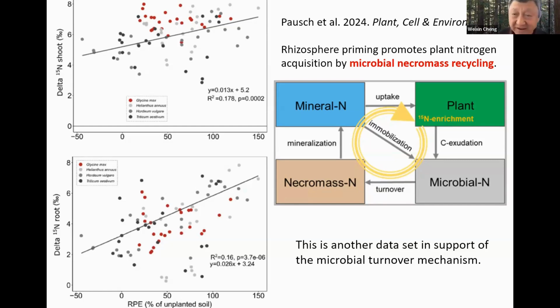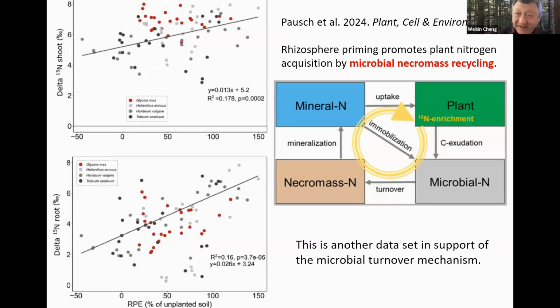And so this is another support to our hypothesis. Rhizosphere priming is linked to microbial turnover rate. The higher the priming effect, the higher the microbial turnover rate. Therefore, the higher the N15 abundance in plant tissue.